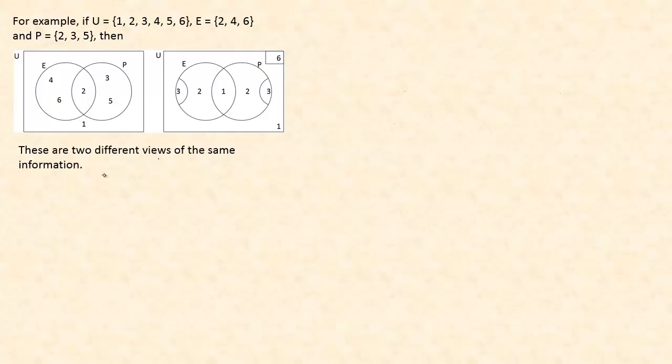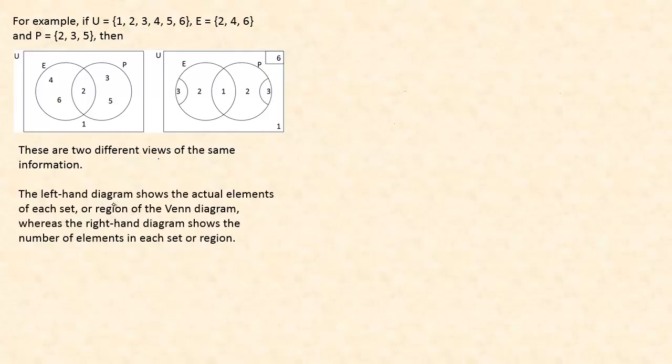So these are two different views of the same information which we've just been discussing. The left-hand diagram shows the actual elements of each set or region of the Venn diagram, whereas the right-hand diagram shows the number of elements in each set or region.